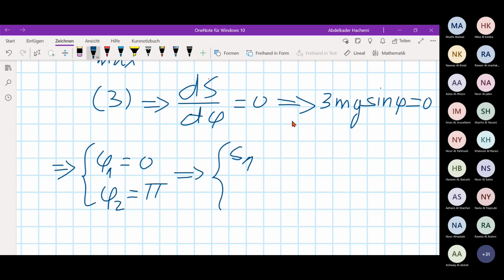For S1, we take phi equal to pi divided by 6 instead of 0. In this case, we get here minus square root 3 divided by 2 multiplied by mg.